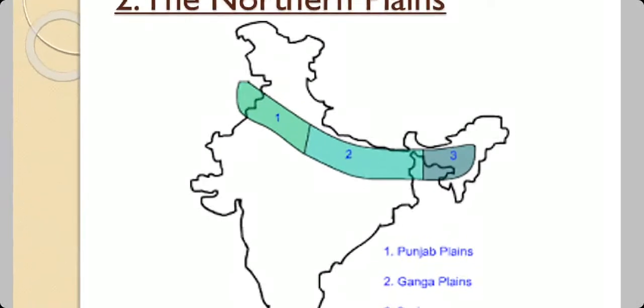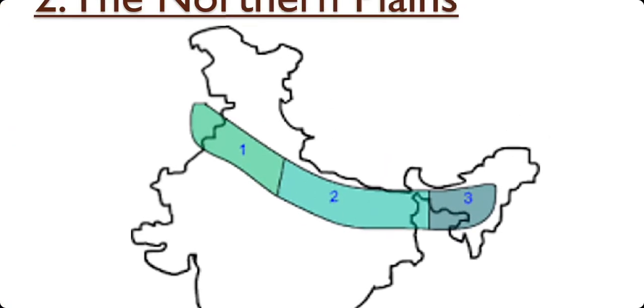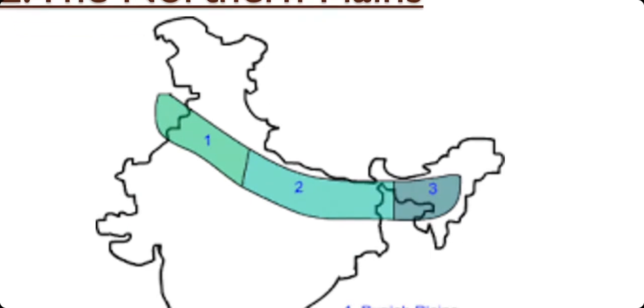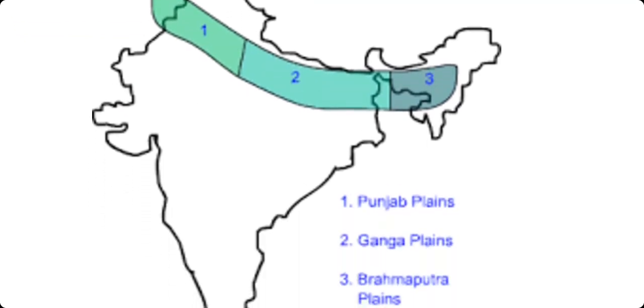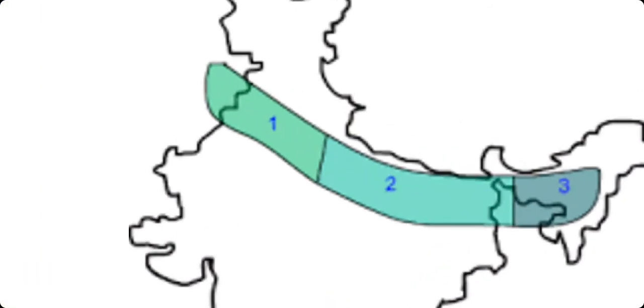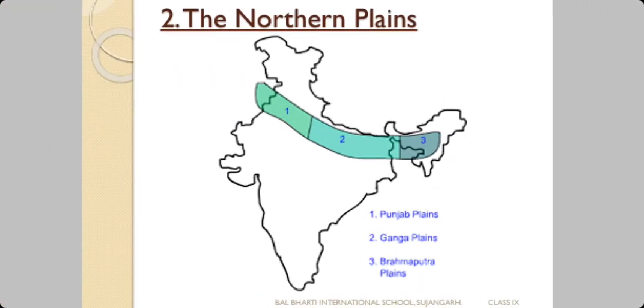Just like we studied the Himalayas on the basis of river valleys, we can also study the northern plains as per the rivers. We have Punjab plains where the deposition is mainly because of Indus River. Then we have the Gangetic plains mainly because of the deposition from the river Ganges. And then we have the Brahmaputra plains. This is the place where the major contribution in deposition is from the river Brahmaputra.